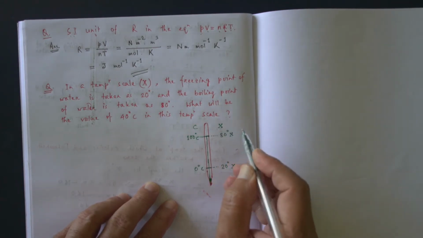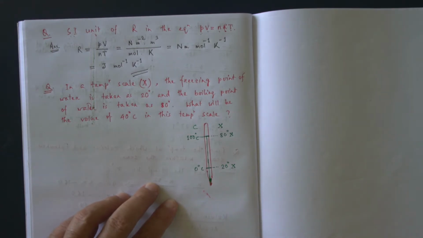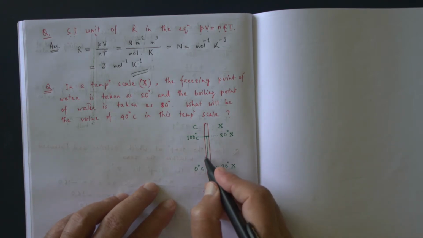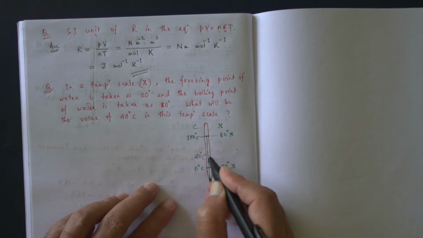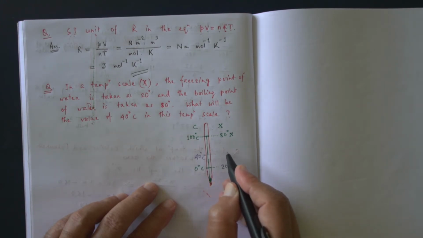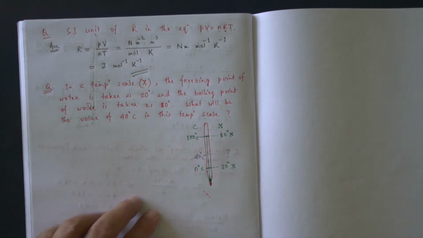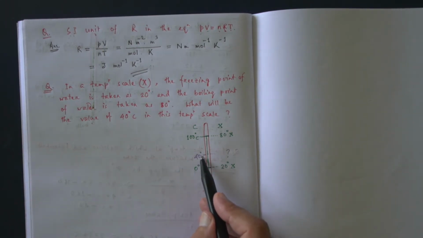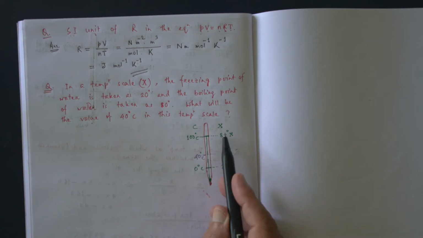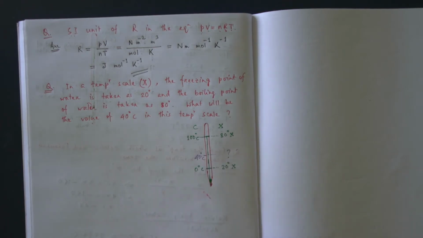Okay, this. Now if Celsius is 40 degrees Celsius, what will be the value in X? That is your question. Celsius যদি 40 ডিগ্ৰী হয়, ইয়াত X ভ্যালুটো কিমান? Okay, it is a question.